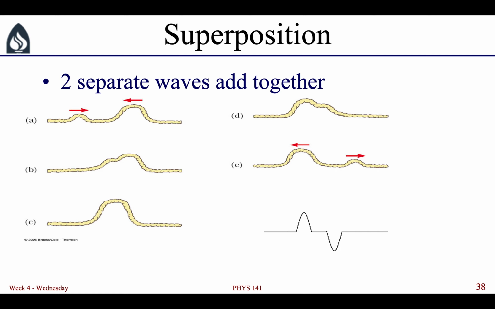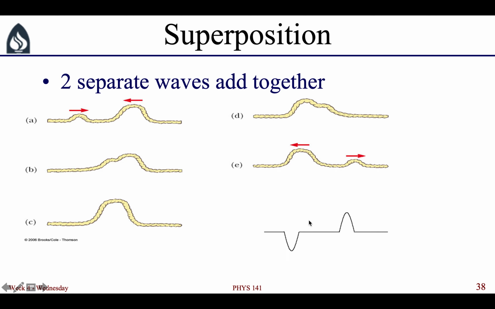Superposition is what happens when you have multiple waves on the same string or in the same material. When this happens, the two separate waves will add together. So you can see a cartoon here of two waves approaching. As they run into each other, they just combine to form a single wave and then pass through each other and continue each on their own separate way.